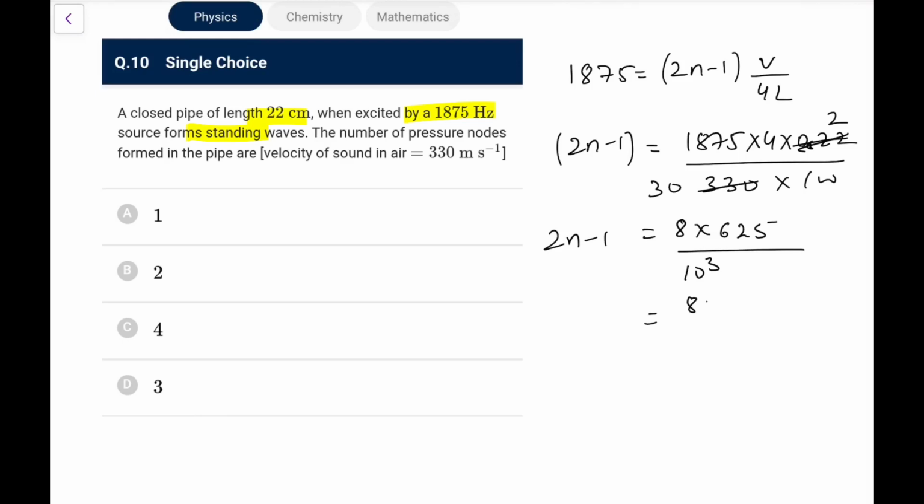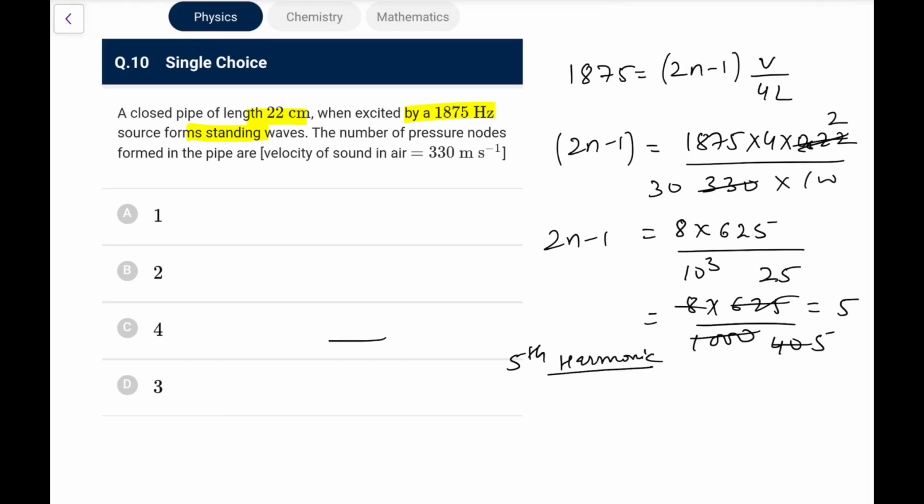So simplifying this, 8 into 6 to 5 upon 100, so 25 table. This comes out as 25, this comes out as 40, again this is 5, this is 25 by 5, that is 5. That means it is 5V by 4, or you can say it is the fifth harmonic. So in the fifth harmonic, I remember there will be 2.5 lobes forming. So it is like this, this would be the situation.